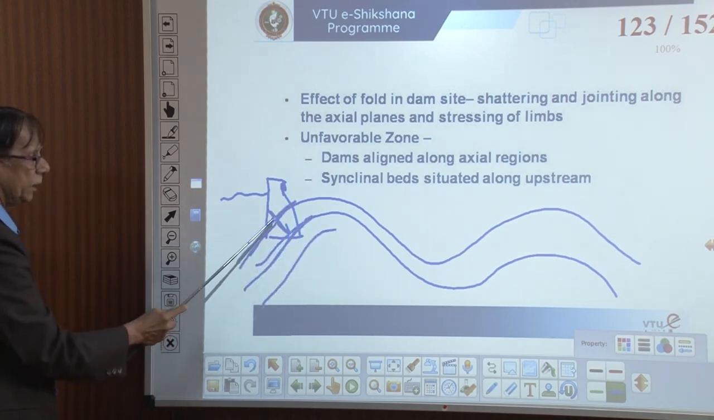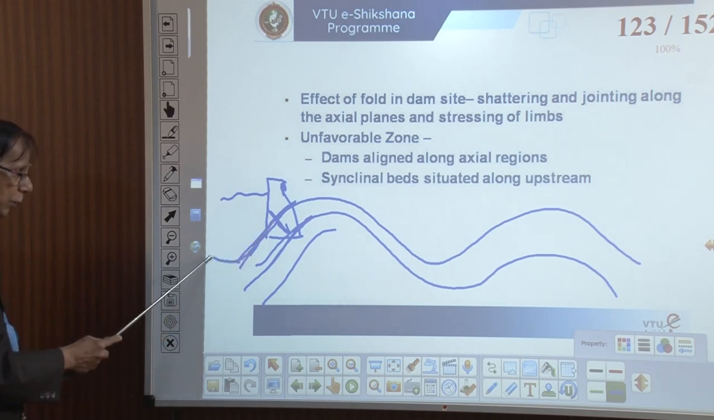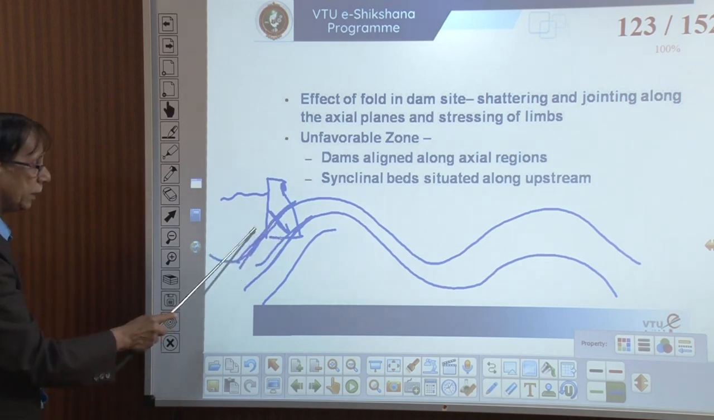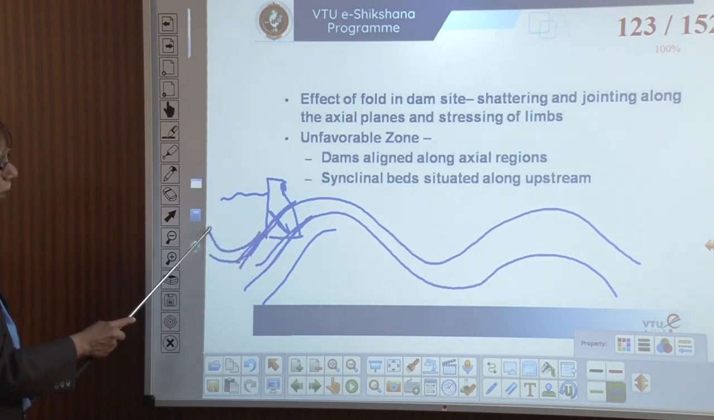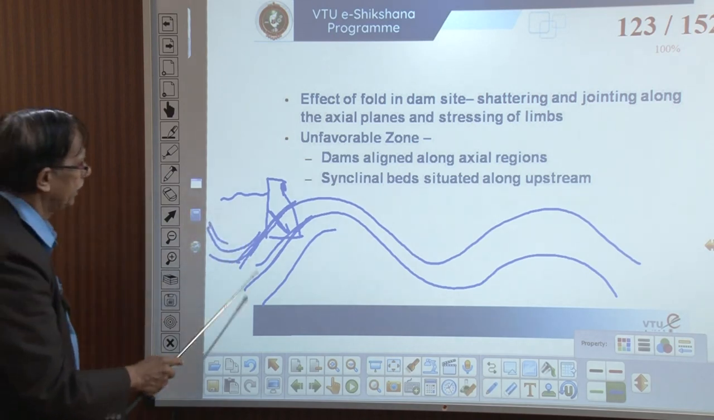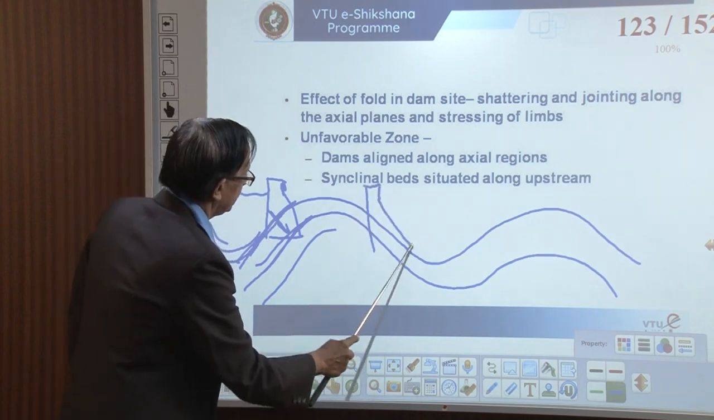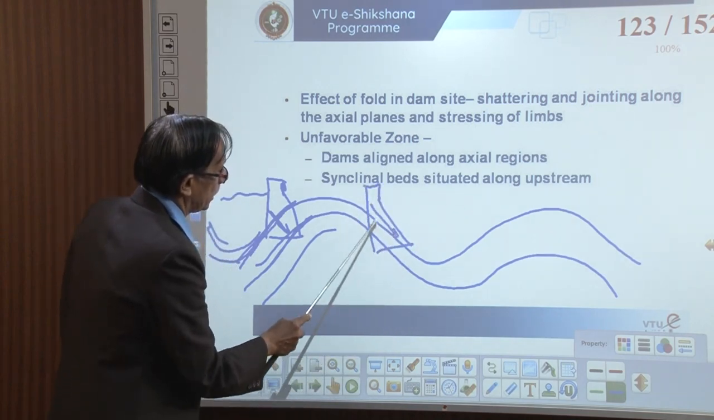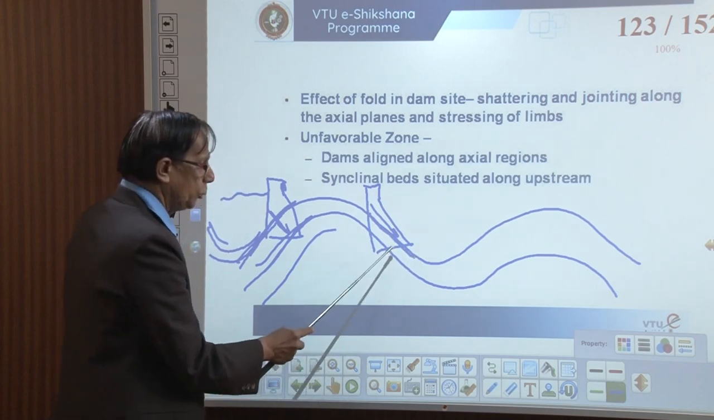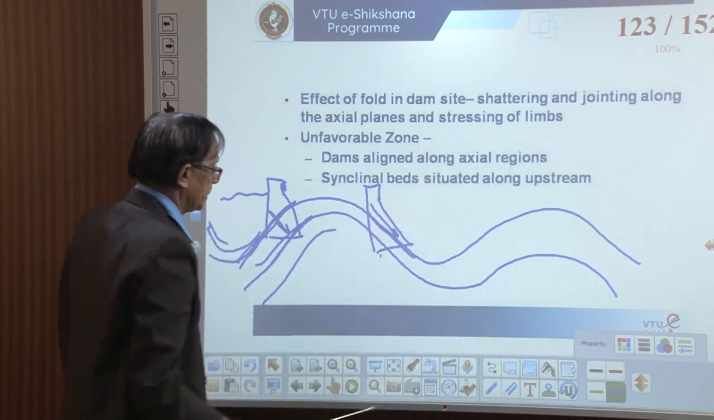This site is ideal. Water has a tendency to move away from the foundation and move upward, that is, towards the reverse of the reservoir side. There is no seepage of water. On the other hand, if the site is like this, the resultant force is parallel to the bedding plane, a weak site, as we have already discussed.